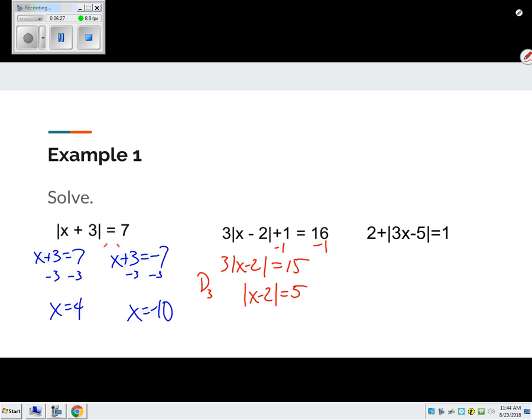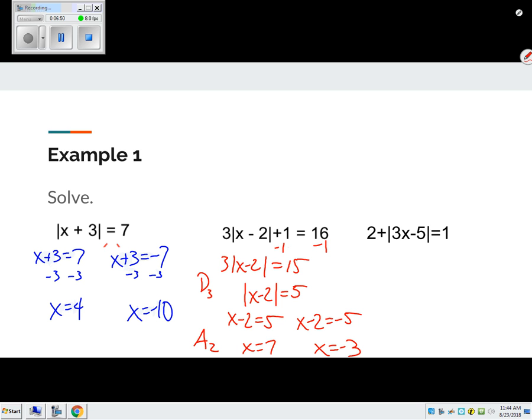Now that absolute value is by itself, and it looks a lot simpler, a lot easier to work with. So I get x minus 2 equals 5, just as I see it up above without the absolute value sign. And I get x minus 2 is equal to -5. Just throw a negative on it. Add 2 to both sides. I get x equals 7 and x equals -3.